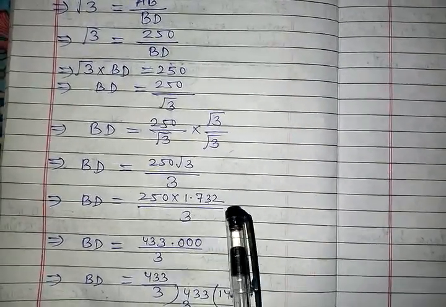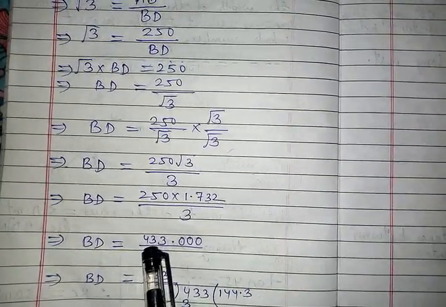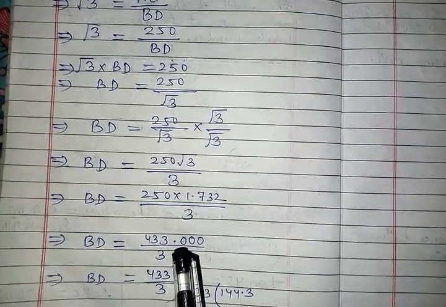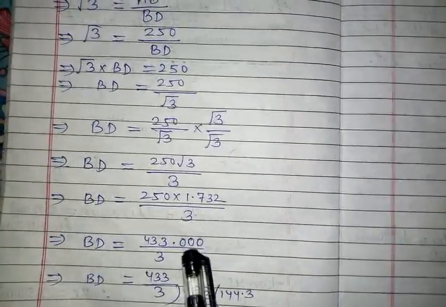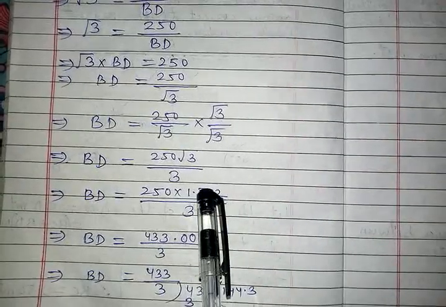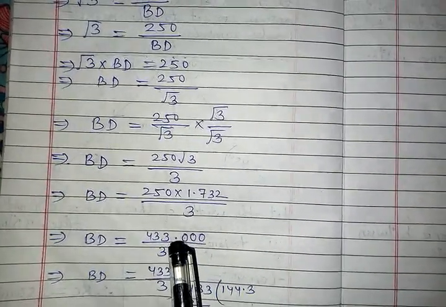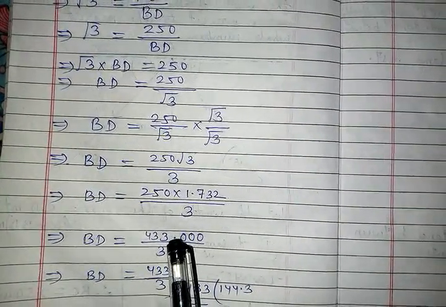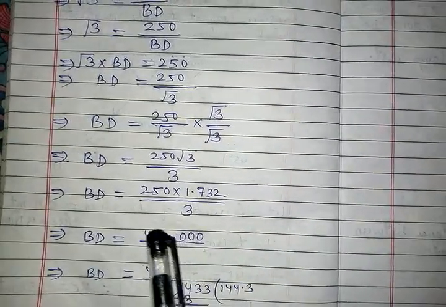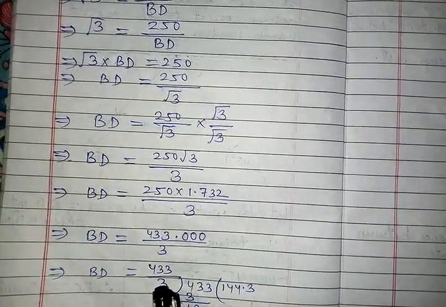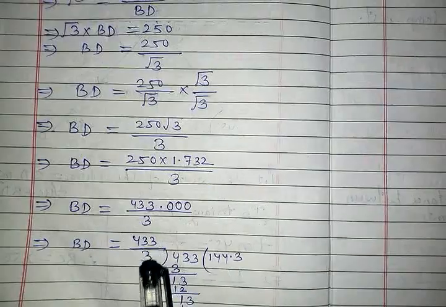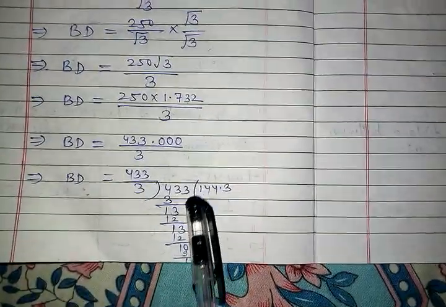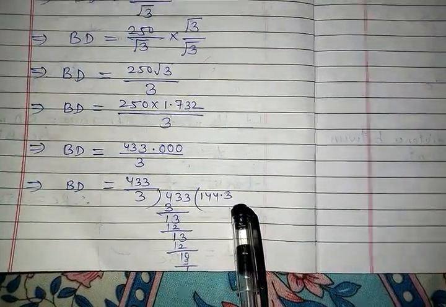So after putting the value we multiply, we get 433.000. But here why did the point come? Because after 3 numbers there should be a decimal. So after the decimal, 0 has no value. So we can say 433 by 3. And when we divide 433 by 3, we get 144.3.